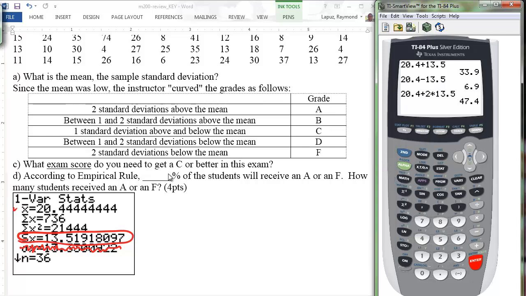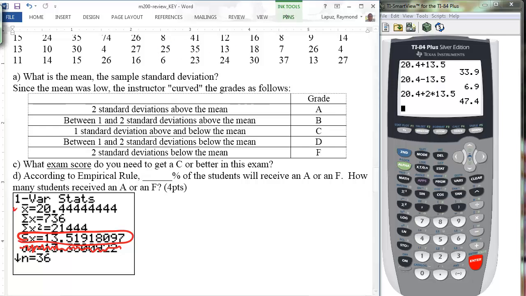So what exam score do you need to get a C or better? Your exam score to get a C or better would be about 40. This is 1 standard deviation above the mean.